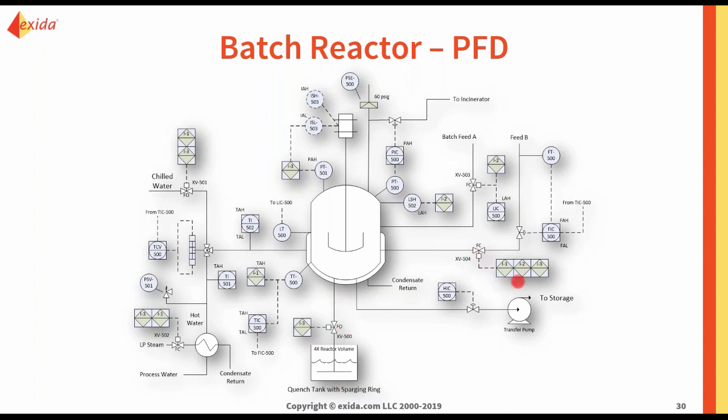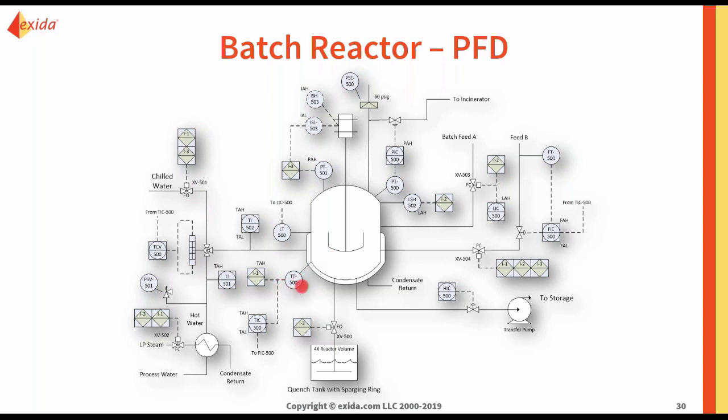It's also going to close the valve that allows feed B to enter the reactor, and it seems as though feed B is the ingredient that would cause the high pressure and perhaps an exothermic reaction. It's closing a valve that brings hot water into the reactor jacket, and it's opening the valve that allows the chilled water in. So a few things are happening when high pressure occurs.